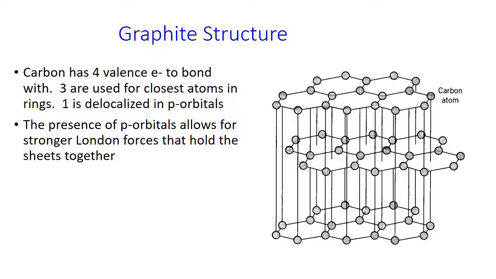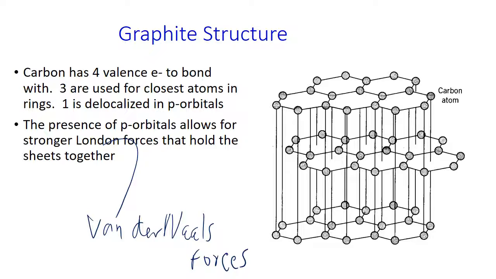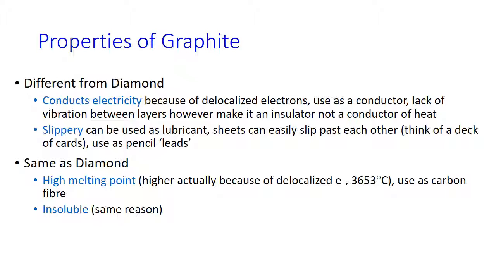So carbon has 4 valence electrons because it's in group 4. Okay, so we know that 3 are involved in bonding, so 1 has to be delocalized around the p orbitals, and this presence of the p orbitals also allows for something called stronger London forces. Okay, we can also call them van der Waals forces, or just stronger intermolecular forces.